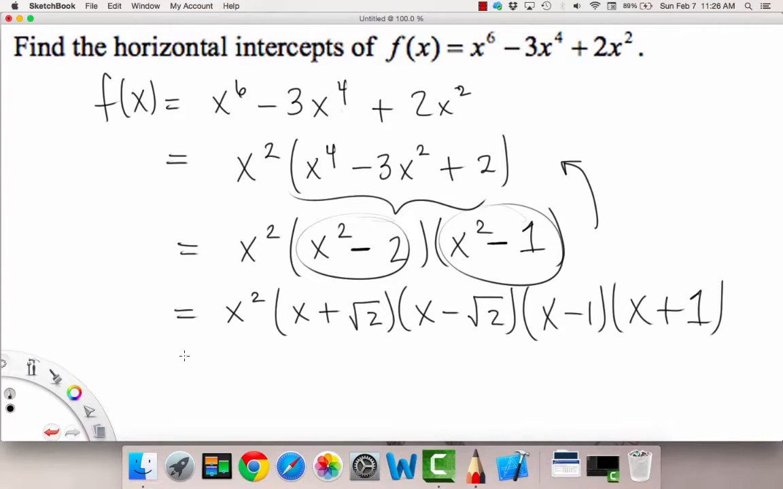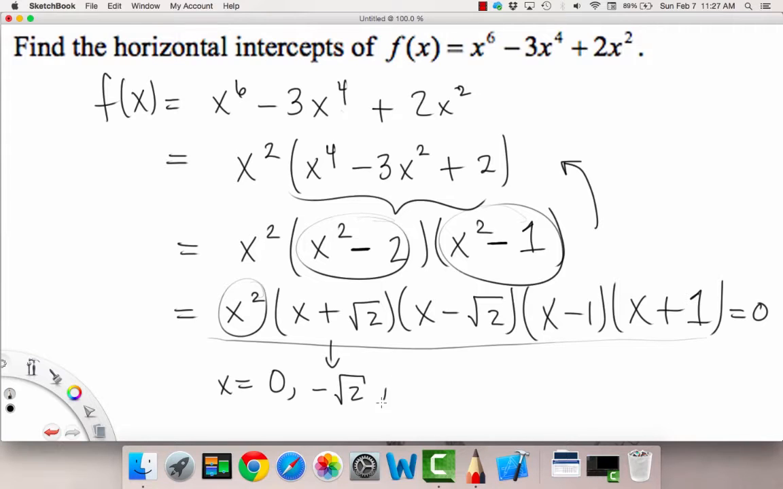Okay? So now to find our horizontal intercepts, that just means, when is our function equal to 0? So we just stick an equals 0 on the end there, and we figure out what x could be. So horizontal intercepts are at x equal to, well, x being 0 here would make this whole entire thing on the left side be 0, so x could equal 0. What else could it equal? It could equal negative square root of 2 from this one, and from this one x could be positive square root of 2, which would make the left side be 0. From here we get, well, x could be positive 1, or it could also be a negative 1.